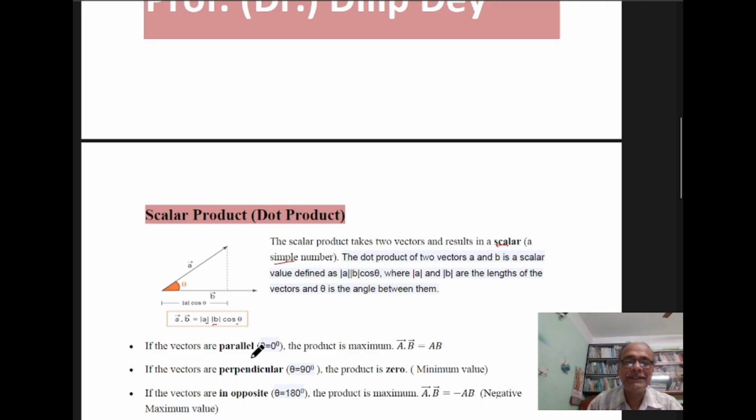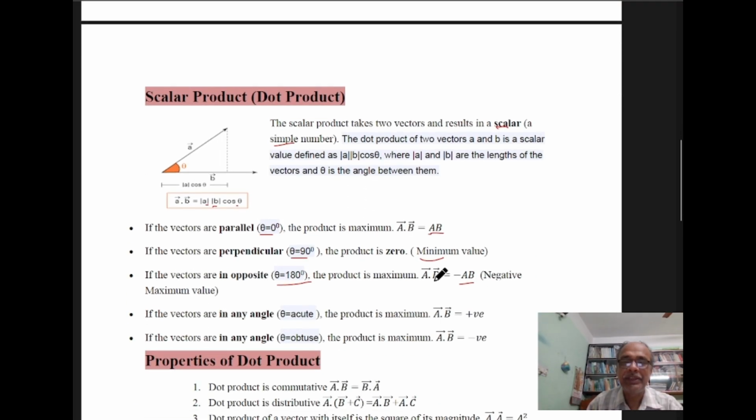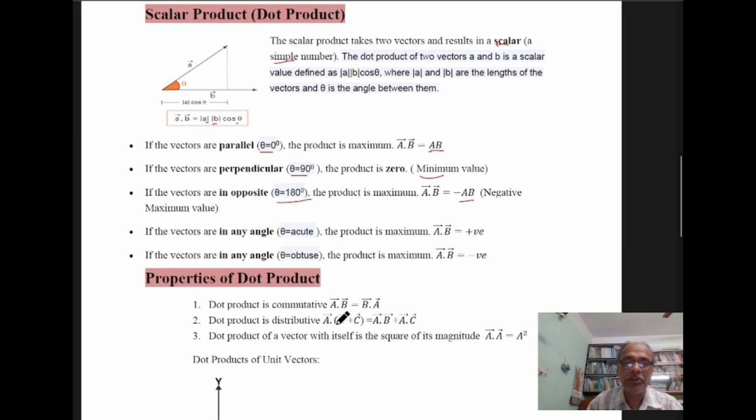If these two vectors are parallel, that means theta equals 0 degrees, then A dot B equals AB cos 0, and cos 0 equals 1. So A dot B equals AB, that is the maximum value. And if they are perpendicular, theta equals 90 degrees, then cos 90 equals 0. So A dot B equals 0, that is the minimum value. And if they are in the opposite direction, then A dot B equals minus AB, which is the maximum negative value. Okay, and if theta is acute or obtuse, then A dot B obviously will be positive or negative. Now the properties of the dot product.